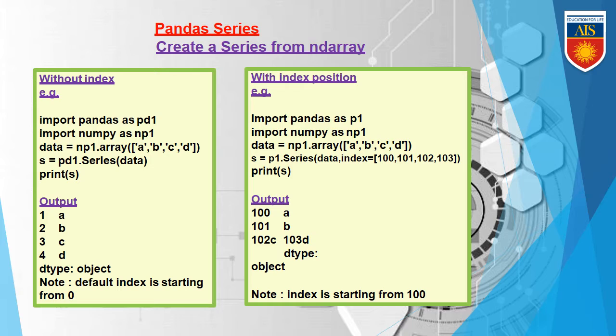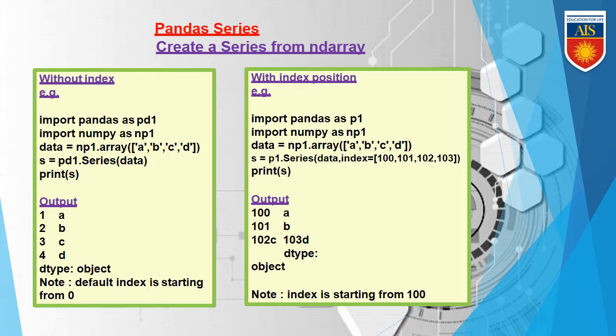First, without index: import pandas as pd1, import numpy as np1, data equal np1.array abcd. So this abcd is our basic element which we are going to store in a Series. s equal pd1.Series(data). That means we are going to store that data in a pd1 Series. Then print s. Then we can take a printout of this data as abcd. The default index is actually 0, but if you follow the output, here it is showing the index starting from 1 2 3 4.